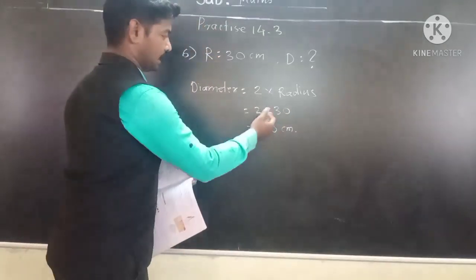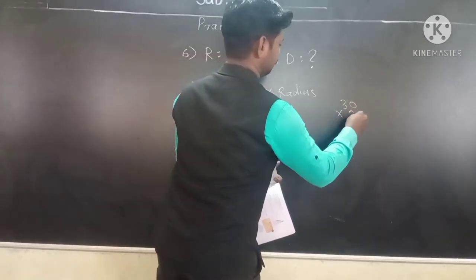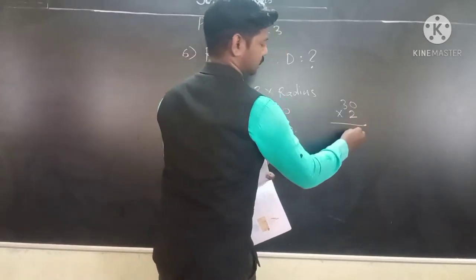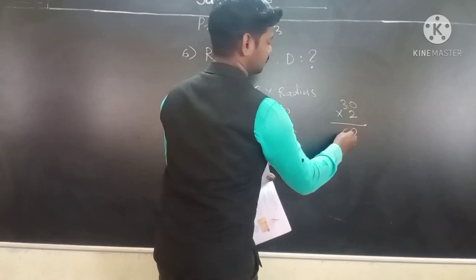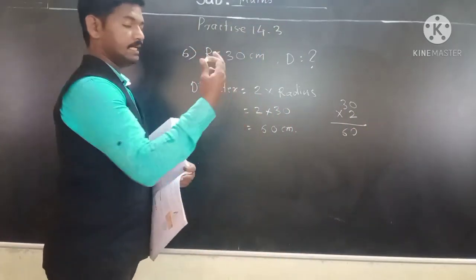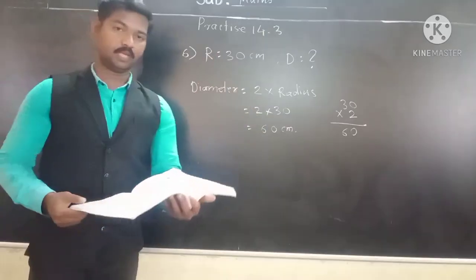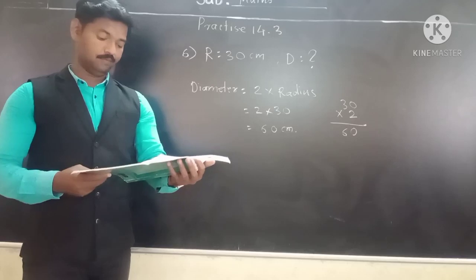See, I have shown here directly, you can do that. 30 multiplied by 2. Okay, 2 zeros are 0 and 2 threes are 6. Understood? So the diameter is 60 centimeters, as diameter is double of radius. Then number 7 is the fill in the blank.